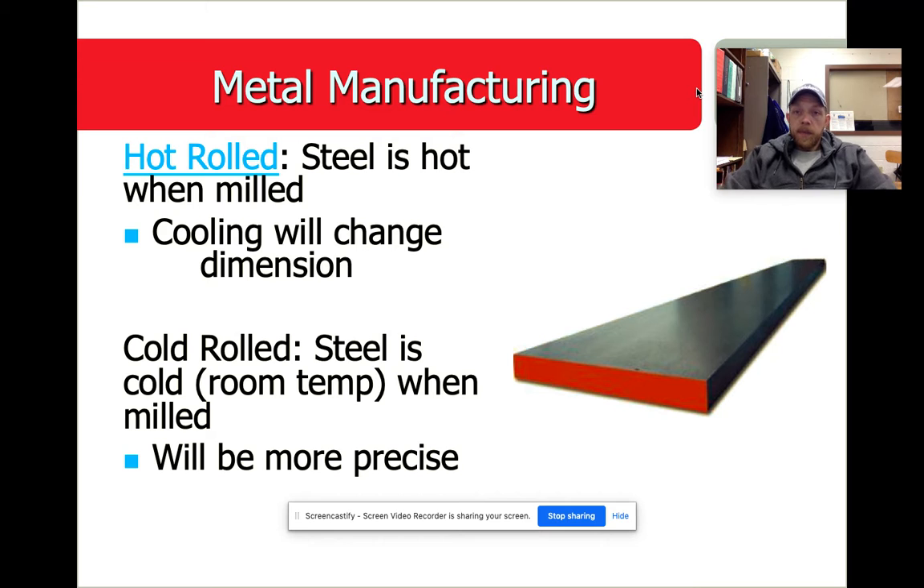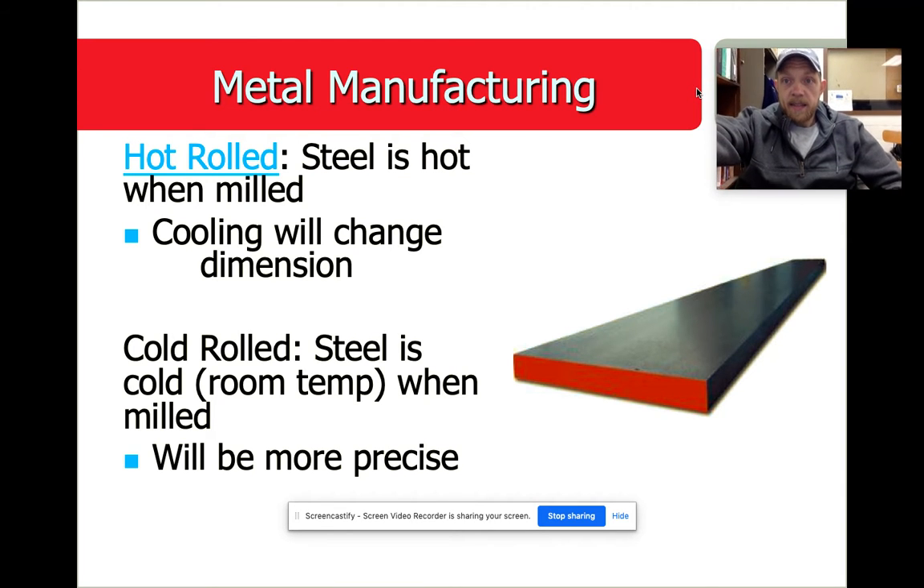Hot rolled steel is hot when it is milled. It is the cheaper form of making steel. They take molten metal and they just pour it into a die, and then they form it the size that they need to. Because it's hot, it moves very easily, so it's easy to shape, and it cuts very easily. The thing about it, though, is when it's hot, it is going to be one size. All of those molecules are expanded. When it cools off, it's going to shrink a little bit. So it's not going to be as exact.